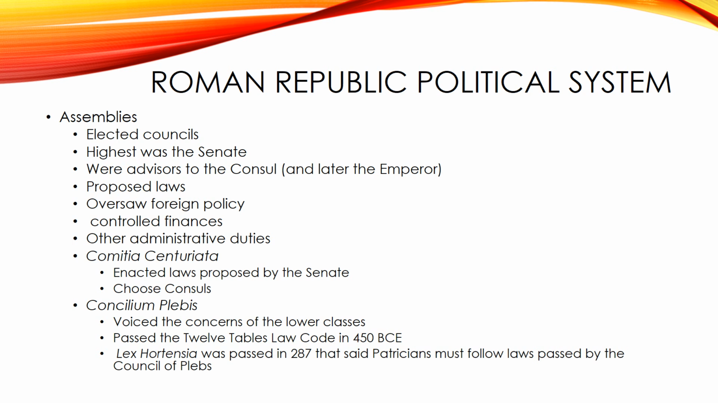They eventually passed a new law that said that the patricians had to follow the laws passed by the Council of Plebes. So that means that you had the committee out of the Senate that would pass laws, and then the plebeian council that would also create and pass laws.